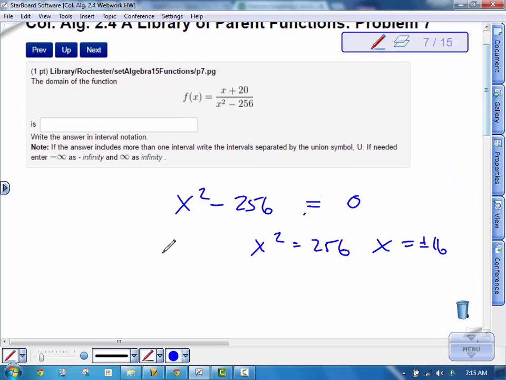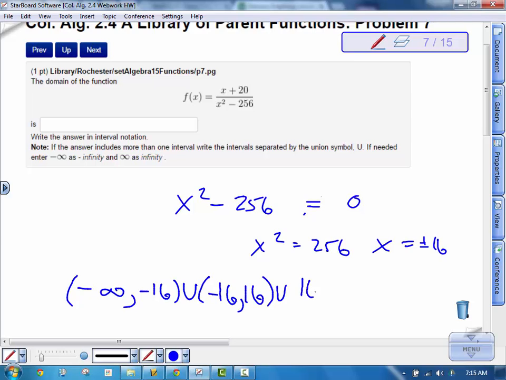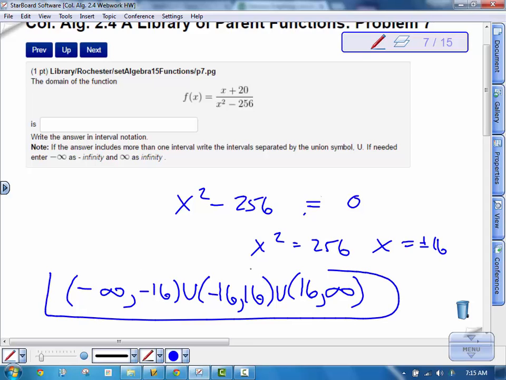So in interval notation, we would say -infinity all the way up to -16, not including -16, as well as -16 to positive 16, not including either, and then 16 to positive infinity, not including 16. So there's our domain in interval notation.